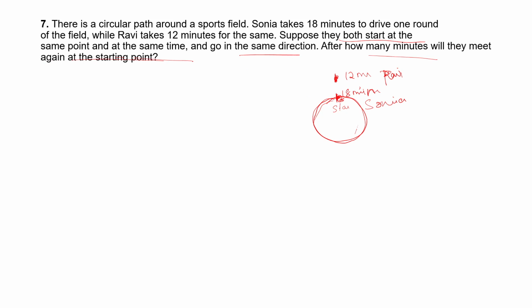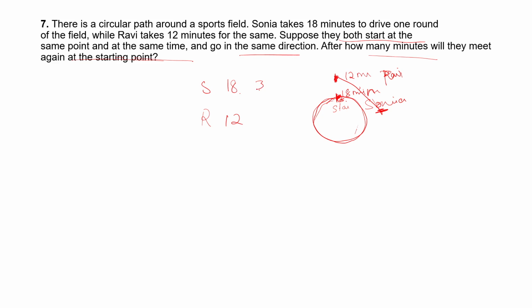So here they have to meet again. 18 minutes she is coming here, 12 minutes he is coming here. By 18 minutes he will be somewhere over here. He won't meet her, right? So when she is completing the first round, Ravi will be somewhere over here. First round she completes by 18 minutes, Sonia, and Ravi completes by 12 minutes.